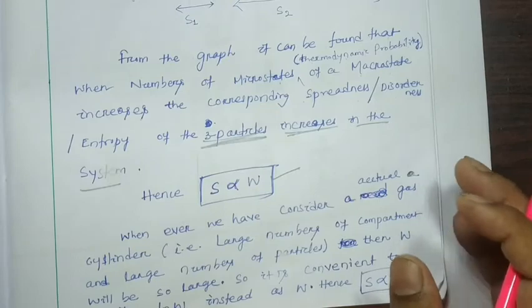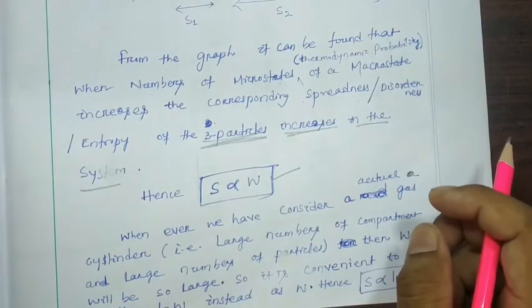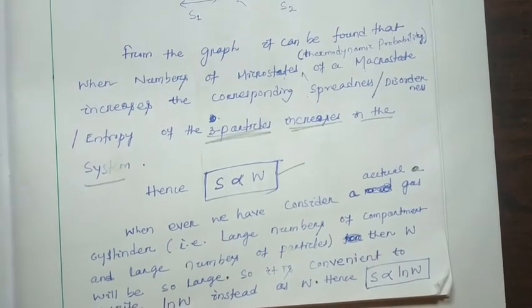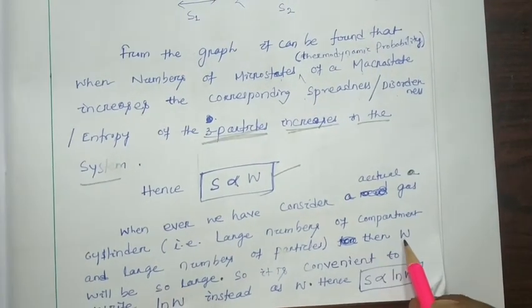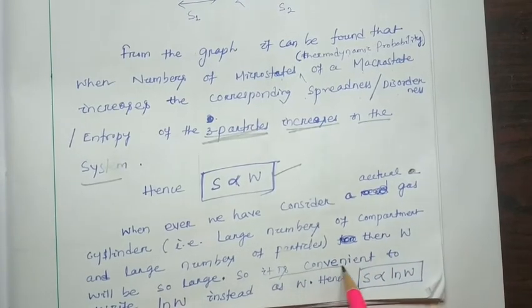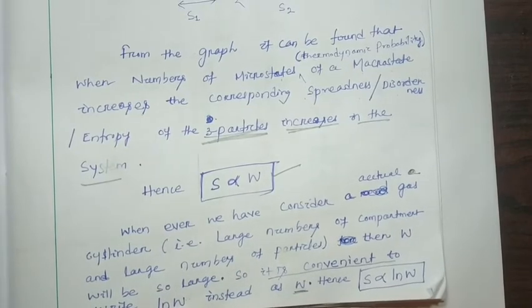So an actual gas means, suppose you consider an actual cylinder. Inside this cylinder a large number of particles will be present, and a large number of compartments can be established. So for that, the thermodynamic probability W will be so large. So it will be convenient to write ln W instead of omega. Hence, S is proportional to ln W.